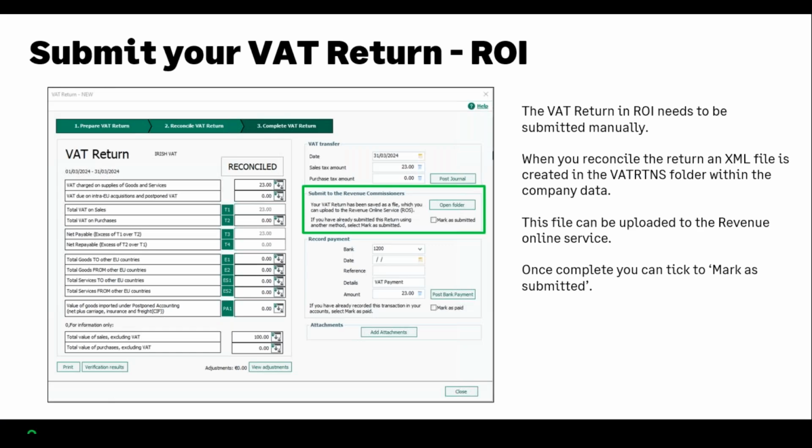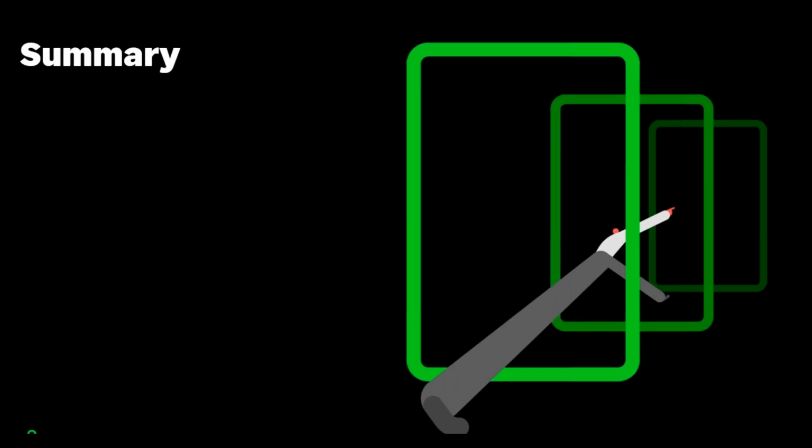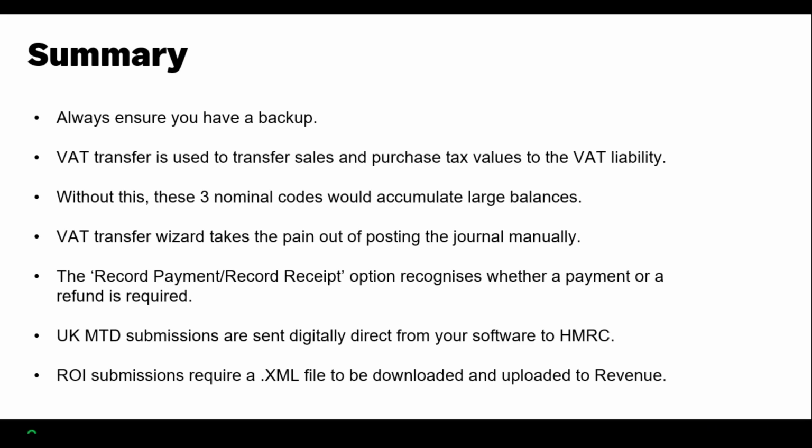There we are. So hopefully we're all back and you can see my screen again. So it's as easy as that in order to submit your VAT using MTD. So in summary, what have we looked at today? Well, always ensure that you have a backup. Always, always, always. Check your data first. Make sure that the numbers that the process is calculating with are correct and there's no errors. And then take a backup to make sure that you've got that saved point you can return to.